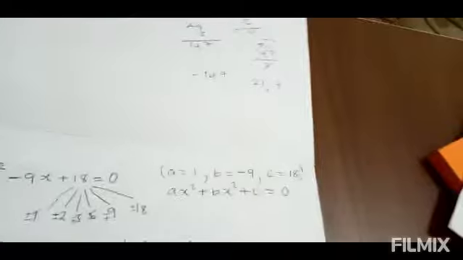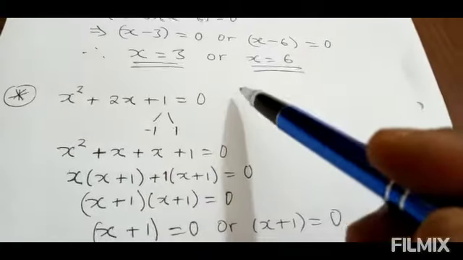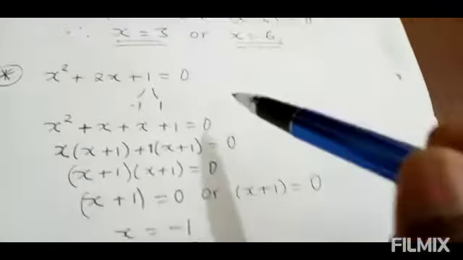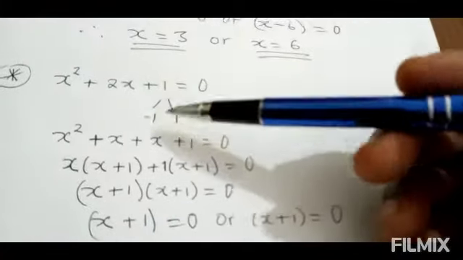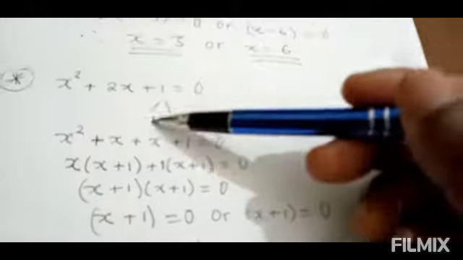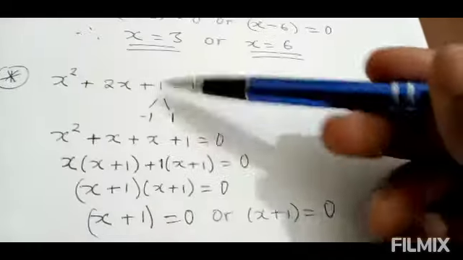Now we can have a simple example within the main example. Look, x squared plus 2x plus 1 is equal to 0. Let's solve by factorization method. What are the factors of 1? It's just negative 1 and 1. Negative 1 goes into 1, gives the answer negative 1. 1 goes into 1, 1.